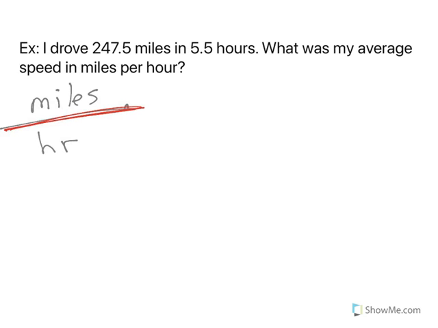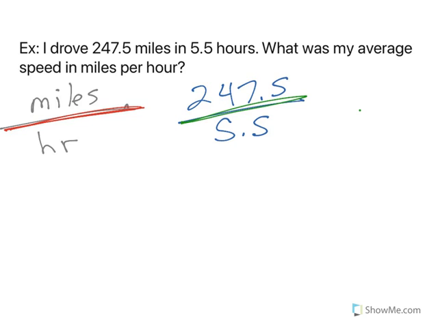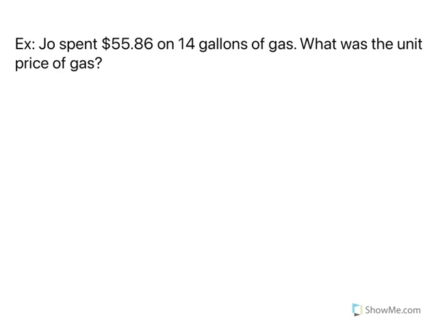Notice when I say per, that's when I write that fraction bar. So miles on the top, 247.5 divided by 5.5. Again, fraction bar is division. When I divide those two, I get 45 miles per hour. And since this is per 1 hour, we don't have to put that 1 in the denominator. You can if you'd like.